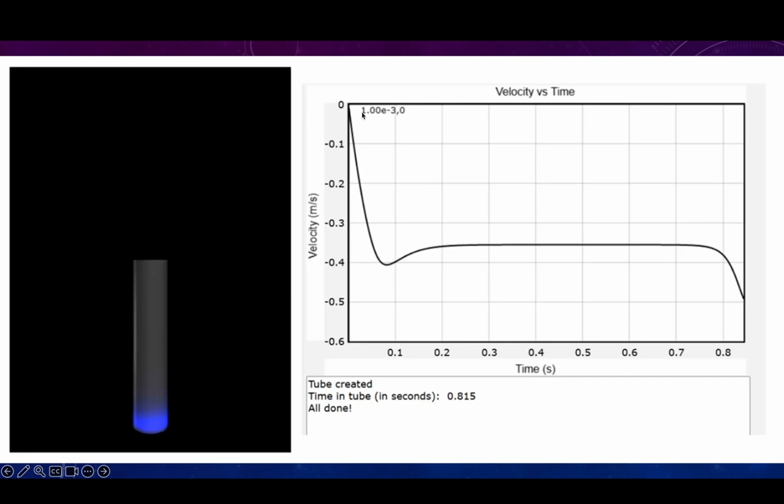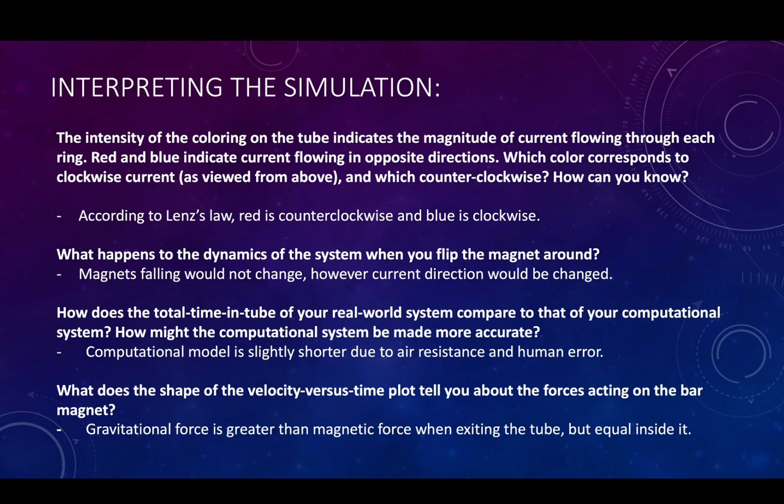In this graph, we can see the velocity versus time plot of the magnet falling through the tube, where there is a sharp drop in the velocity, and then after a few seconds, it reaches terminal velocity where the gravitational force is equal to the magnetic force. And at this point, the magnet exits the tube where the gravitational force is greater than the magnetic force.